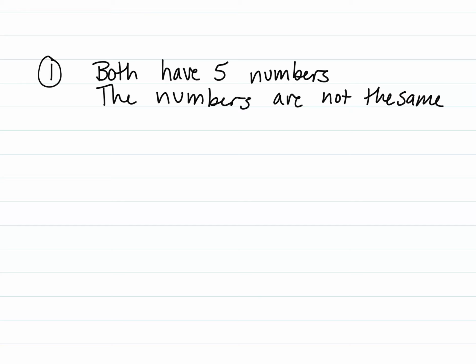Micah and Joel each have a set of 5 rational numbers. Those are numbers that are positive or negative, whole numbers, decimals, or fractions. Although their sets are not the same, their sets have absolute values that are the same.